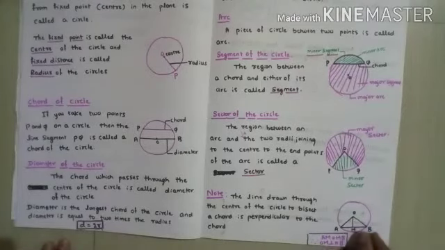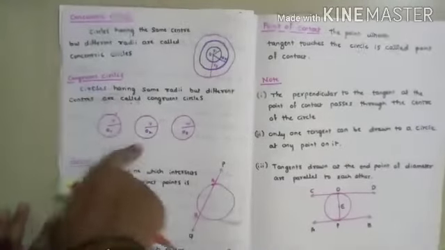Next, congruent circles. Congruent, you know already, means two shapes having the same shape and the same size. Here you see all are circles and all have the same size but different centers. Circles like these are called congruent circles.